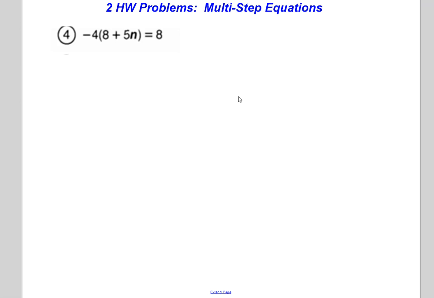Two more problems for the weekend homework, solving multi-step equations, which involve the distributive property. So let's go ahead and get started on these. Now the first thing I have is I'm going to take a look at what's going on here. And on the left side, I have a negative 4 times this in the parentheses.